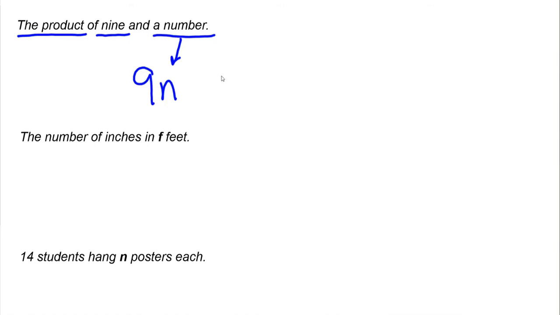The number of inches in f feet. So I know that there's 12 inches per foot. Okay, there's that unit rate again, 12 inches per foot. So if there's 12 inches for every foot, how would I find the number of inches in f feet? That means in any number of feet, what would I do? If I give you the number of feet, what do you do to that number to find the number of inches? Well, I would have to multiply the number of feet times 12.